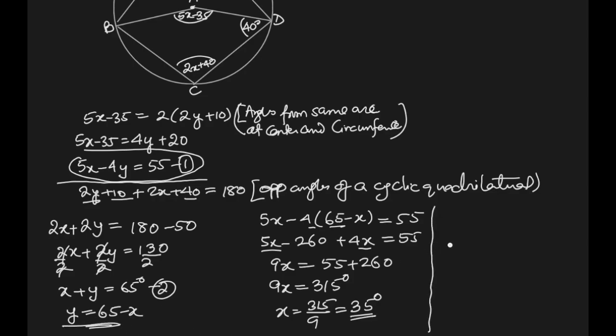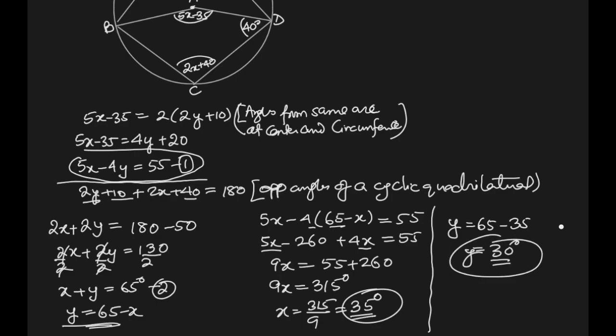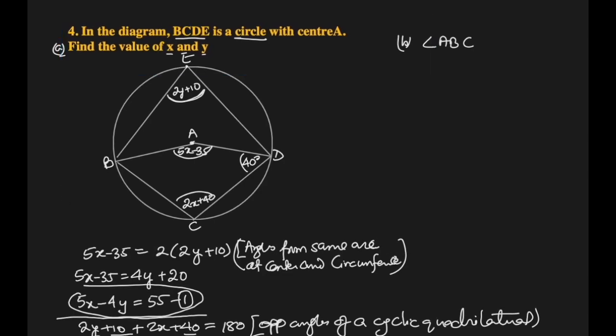We already know y is 65 minus x. So y is 65 minus 35 now. Y is 30 degrees. We got the values of x and y. Now B part was talking about angle ABC. Let's go to that part again. This quadrilateral BADC. So in quadrilateral BADC, sum of the internal angles will be what? 360 degrees. So let's call this as K.